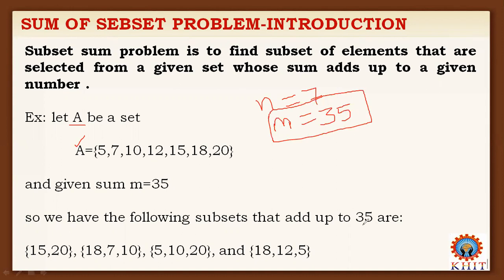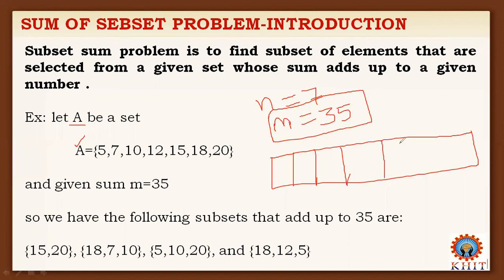How many solutions are to be generated? Here we will discuss. So here n equals 7, which means I have drawn a table. This is 1, 2, 3, 4, 5, 6, and 7. So the table size is 7.